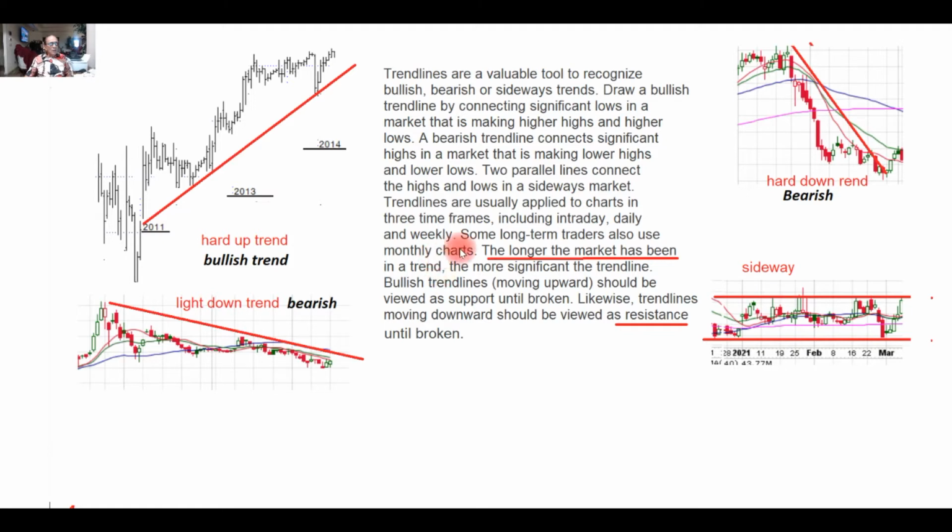So for some long-term trades, a monthly chart can also be used. The longer the market has been in trend, the more significant is the trend line. A bullish trend line moving upward should be viewed as a support until it is broken. Likewise, a trend line moving downward should be viewed as a resistance until it's broken. So therefore, you must remember those things.